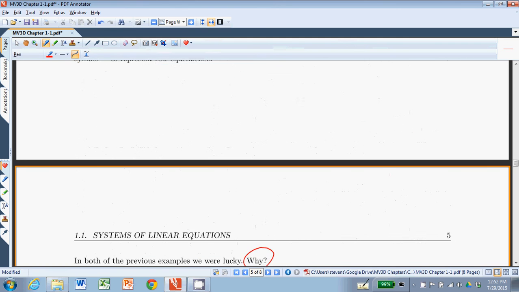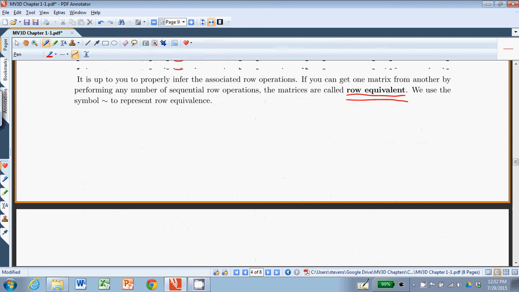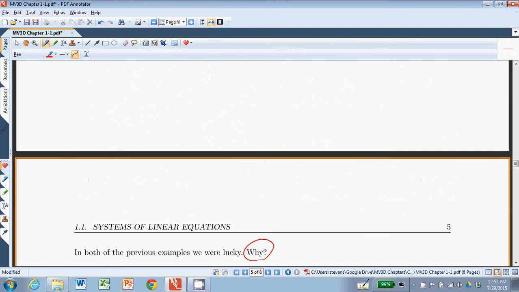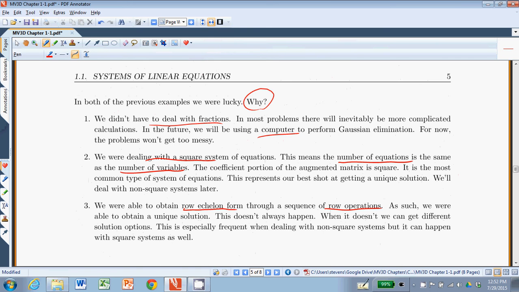The other reason we got lucky was that we were able to obtain row echelon form through a sequence of row operations. You can't always do this. In this case, we ended up with this augmented matrix, which was in row echelon form. Sometimes it doesn't work out that way. And when it doesn't, you're either left with a situation where there are infinitely many solutions or no solutions at all. The next 2 examples will demonstrate each one of these cases.